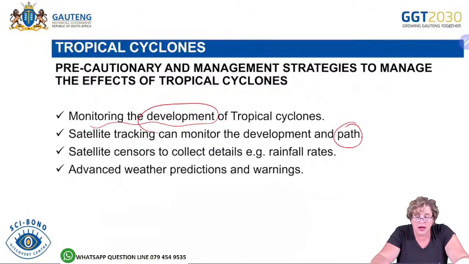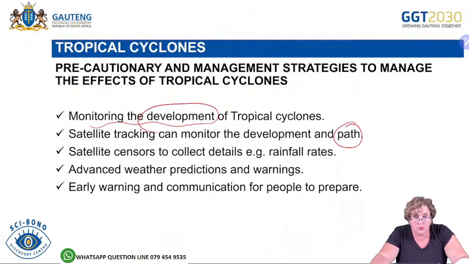Nowadays we also have very advanced weather predictions and warning systems so that people can prepare themselves for this tropical cyclone that's coming. Early warning and communication for people to prepare. Why do we want them to be prepared? Because we want to discourage the chaos that it's going to create.